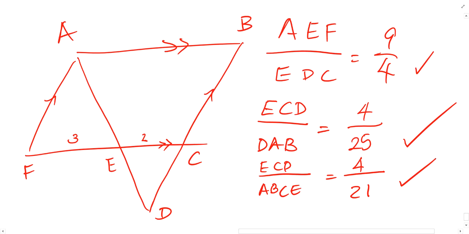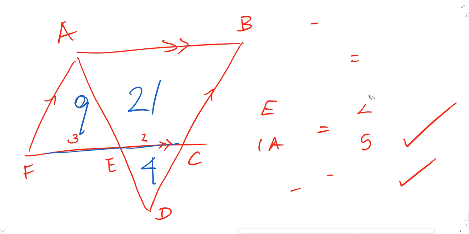Get it? Why 21? Why 21? 25 minus 4. So actually what we can do when we see this type of question, once I know the ratio of the sides already, I'll write down this is 4 units, this must be 9, then this must be 21. It can be instantaneous.